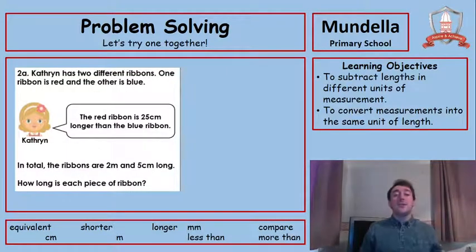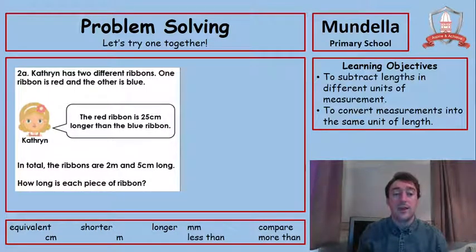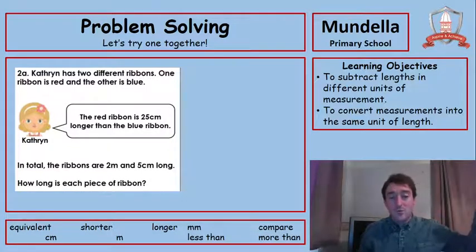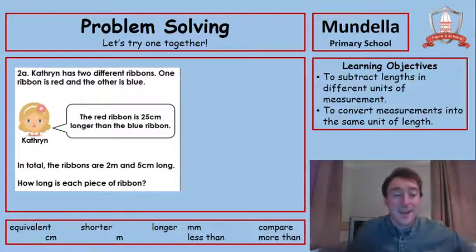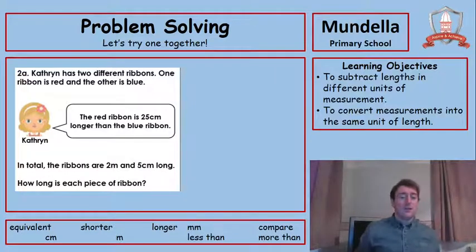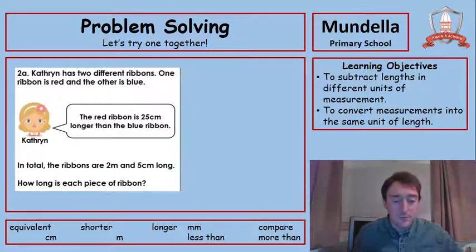Okay, problem solving. Let's try one together. Catherine has 2 different ribbons. One ribbon is red, the other is blue. Great. Catherine says, the red ribbon is 25 centimetres longer than the blue ribbon. In total, the ribbons are 2 metres and 5 centimetres long. How long is each piece of ribbon?